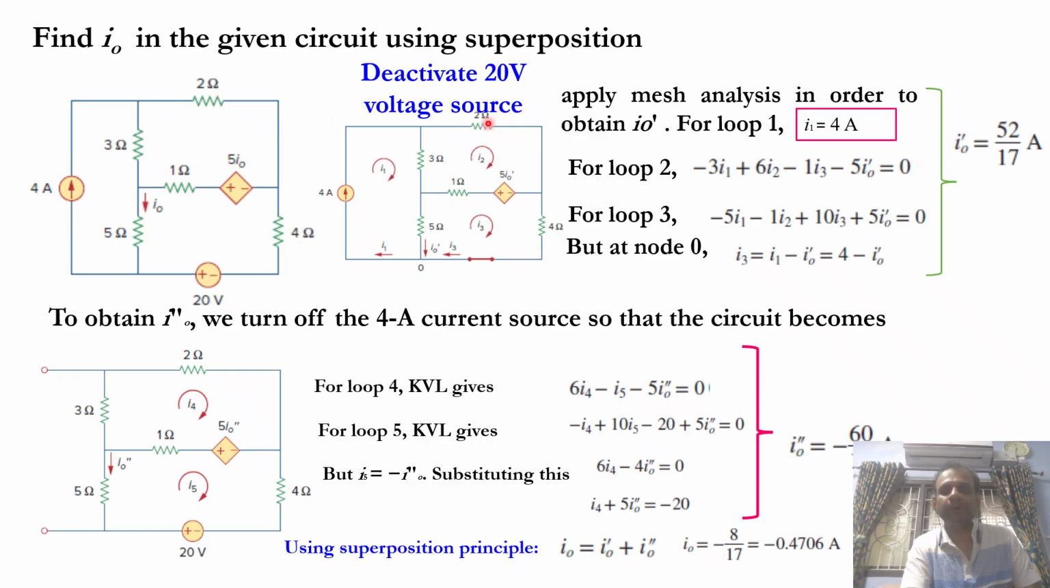So in the first part of the analysis, we make the 20 volt source 0 by shorting this source using the wire. So here you can see it is shorted. Other things remain the same. So this loop is renamed I1, this loop is renamed, sorry, I2, and this loop is renamed I1.